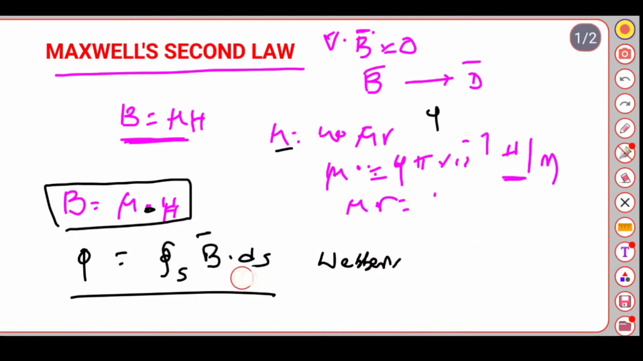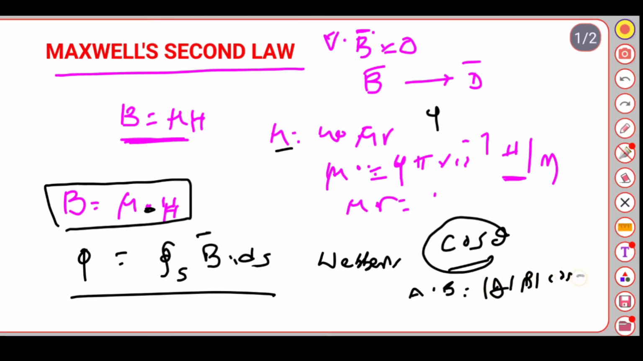Therefore, we can write phi equal to the surface integral of B dot ds. Why? Because B dot ds makes an angle. What is the dot product? It means the cosine of the angle must be considered, that is B cos theta ds. Removing the cos theta, we write B dot ds. For A dot B, it is the magnitude of A, the magnitude of B, and the cosine of the angle between them. Hence we can write B dot ds directly.